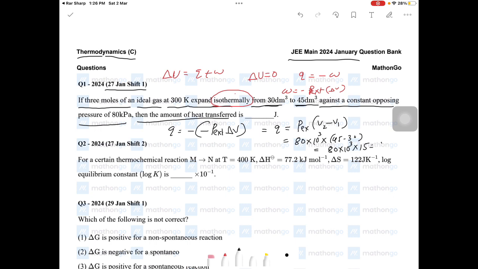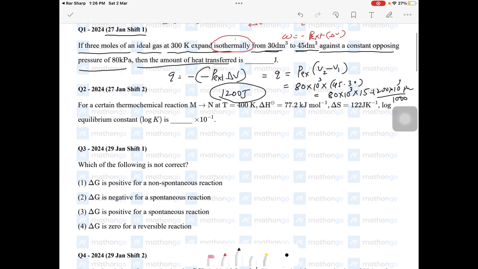So then it is equal to 1200 into 10 to the power of 3 pascal, converts to joule, that further divided by 1000, then 1200 joules. It is the answer for that question.